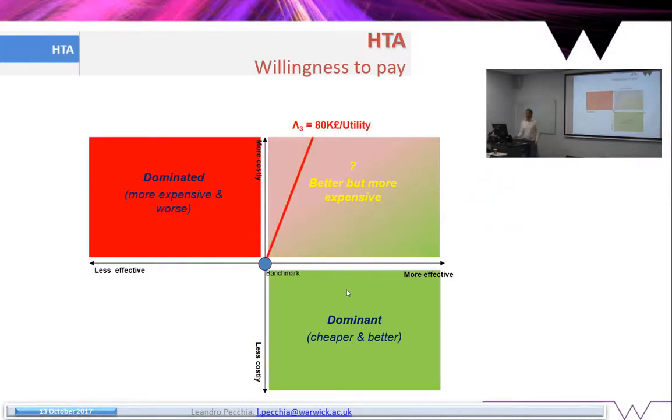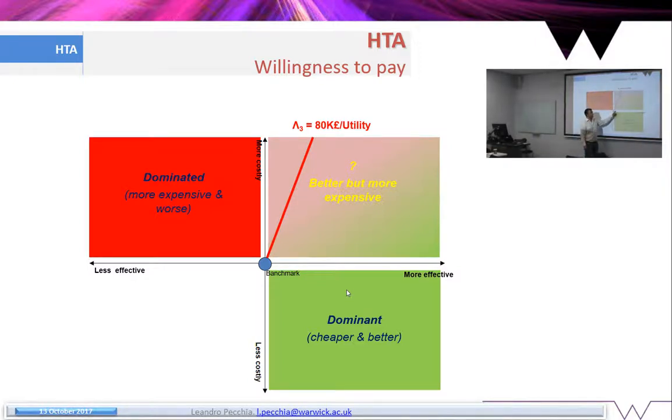This threshold may change according to the nation you are in, and may change over time. So perhaps we are already observing a lowering of the threshold in willingness to pay in the UK. Historically, it was considered to be £30,000 per QALY. It's a unit of measure of quality of life. And now we tend to go towards £20,000 per QALY. So there has been a lowering in this threshold.